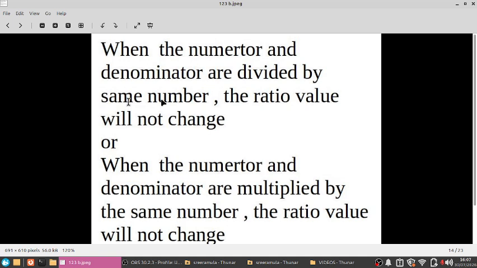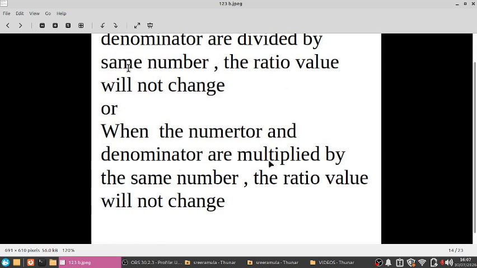When the numerator and denominator are divided by the same number, the ratio value will not change. Or when the numerator and denominator are multiplied by the same number, the ratio value will not change.